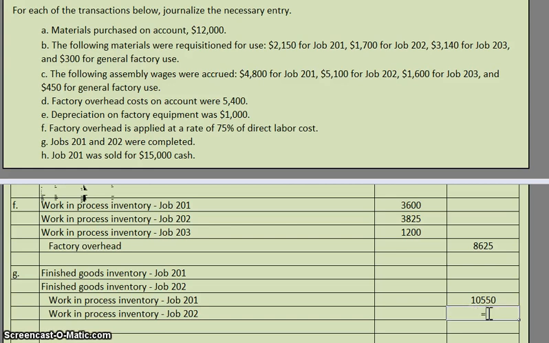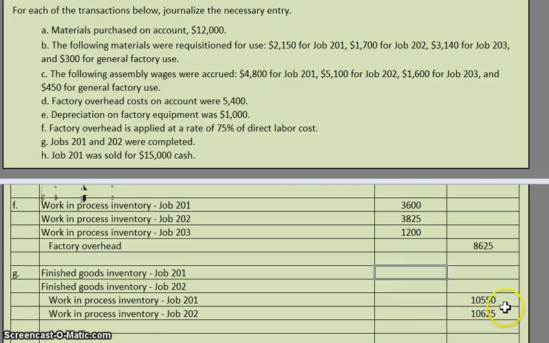We're going to be doing the same thing for job 202, but instead of me using cell referencing where you can't really see the numbers, let's pick it out from the actual information that is above here. So for job 202, our direct materials were $1,700. Our direct labor was $5,100. And last but not least, our factory overhead was 75% of direct labor cost. And I actually have that right up here in F, $3,825. So that means the manufacturing cost for job 202 ended up being $10,625.